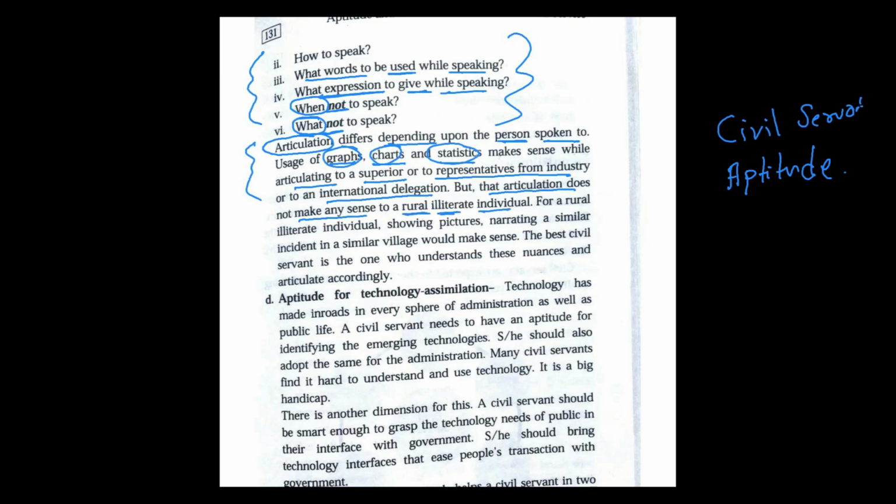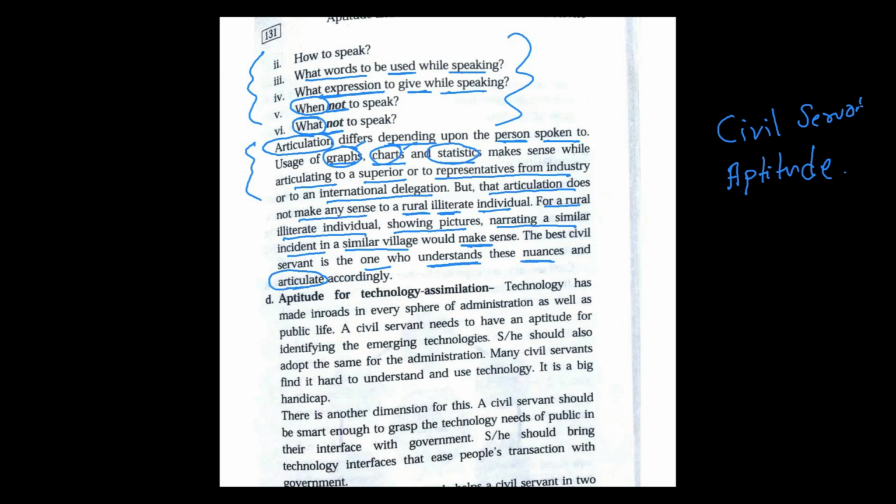But अगर आप एक IAS officer हो, आप एक district में काम कर रहे हो and you are trying to talk to the people of that particular area, so there if you use graph charts, it makes no sense. They will not understand anything. For a rural illiterate individual, showing pictures, narrating a similar incident in a similar village would make more sense, because they are not literate, right? The best civil servant is the one who understands these nuances and articulates accordingly.